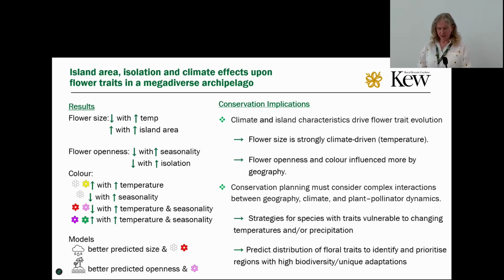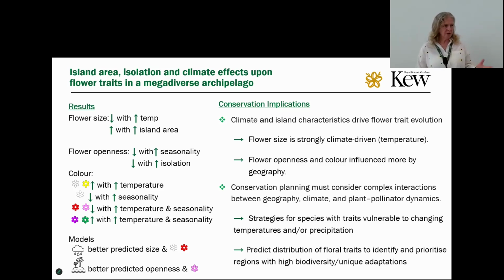The flower colour traits were somewhat mixed. As you can see, most flower colours generally increased in numbers as the temperature rose, except for red and pink, and there was a general decrease with an increase in drought variability, except for the purple and greens, which tended to show the opposite inclination. So the models performed pretty well for all the traits, and they performed pretty similarly, except that climate models better predicted flower size, island models better predicted flower openness, whilst each worked well for a number of distinct colours.